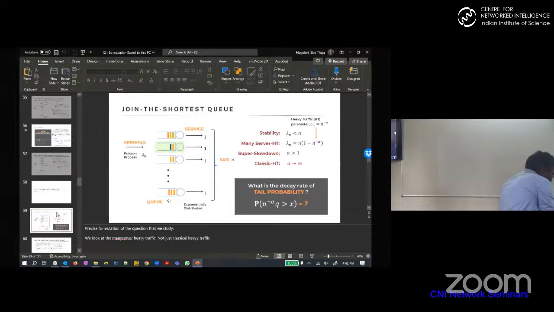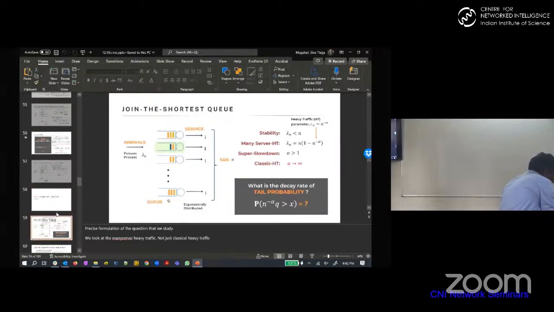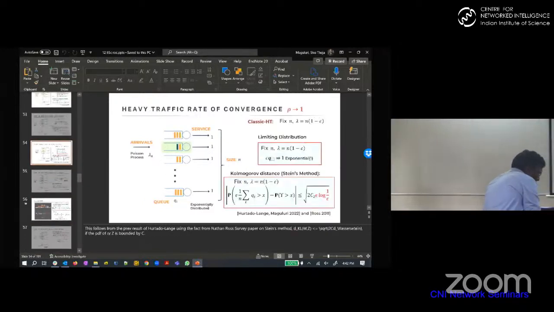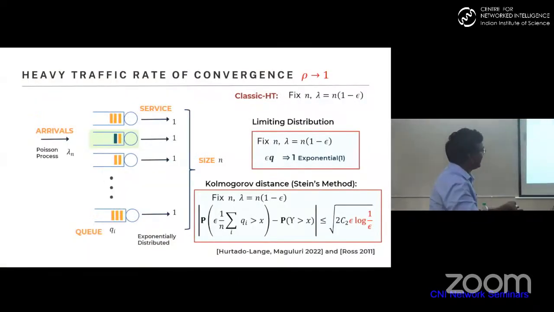I want to show just one slide before getting here. There has been a lot of work in recent times on Stein's method, including some of my own work, where we show that, so I said that in heavy traffic, you converge to exponential. With Stein's method, you can characterize this rate of convergence in various distances. Here I'm showing the Kolmogorov distance. Kolmogorov distance is just the distance of the tails of the CDFs, complementary CDFs, or the CDFs, it doesn't matter.